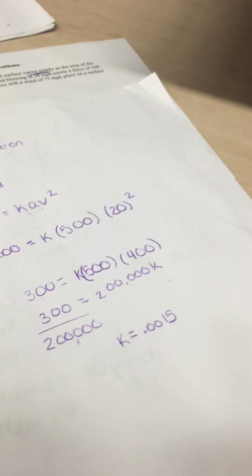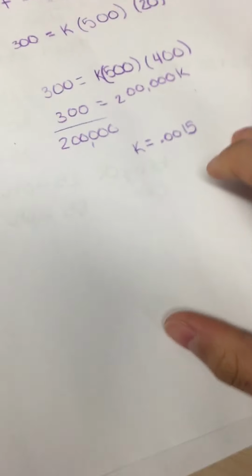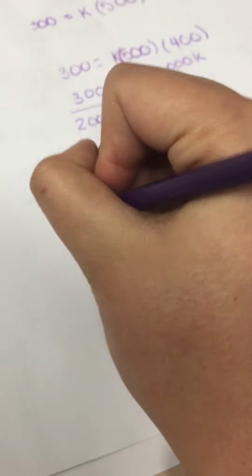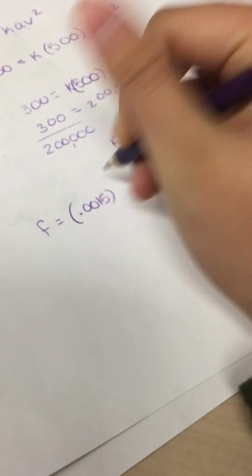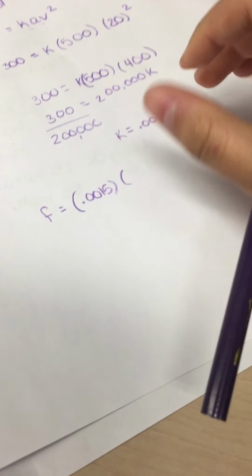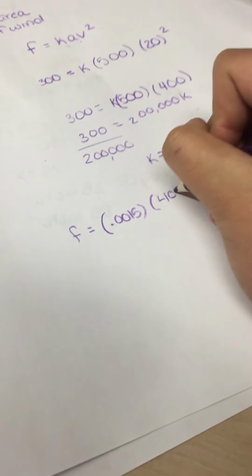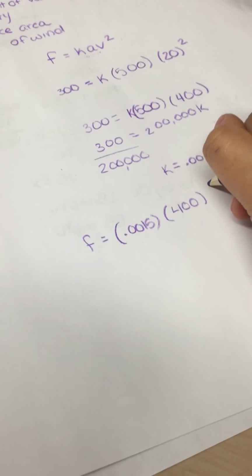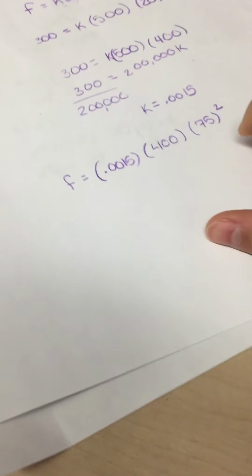So this is now our constant of variation, meaning we can now plug in to find how much force a wind of 70 miles per hour will place on a surface of 400 feet squared. So now we're just going to plug it in. Now we're just trying to find F, so it's a simpler equation to set up. First you're going to plug in your K, which is 0.0015. Now we have our surface area of 400, and then the velocity, which we cannot forget to square.